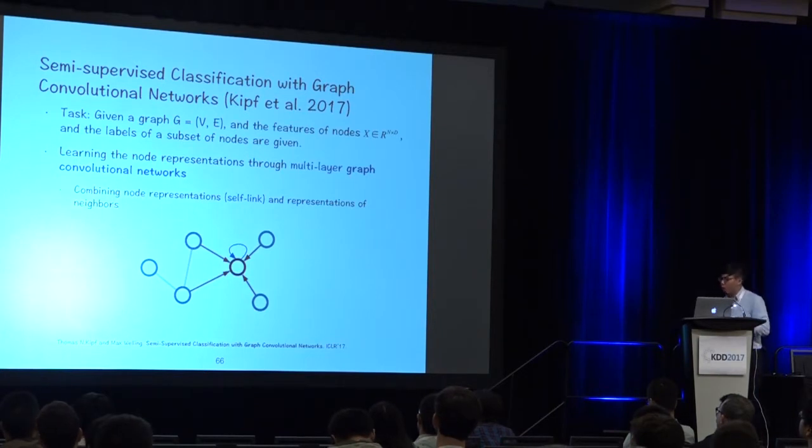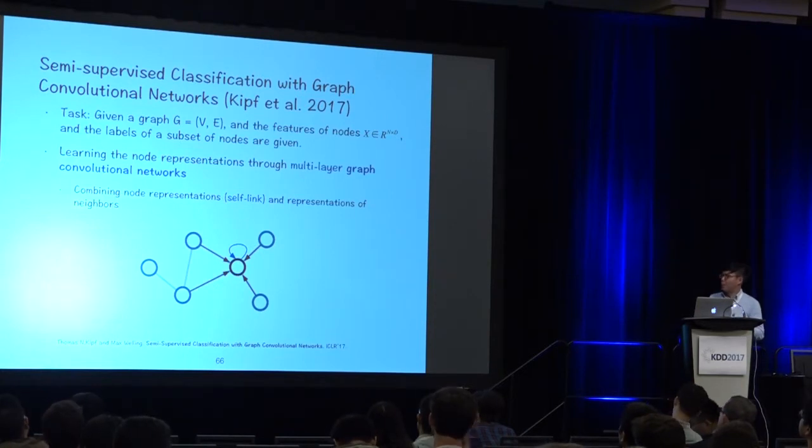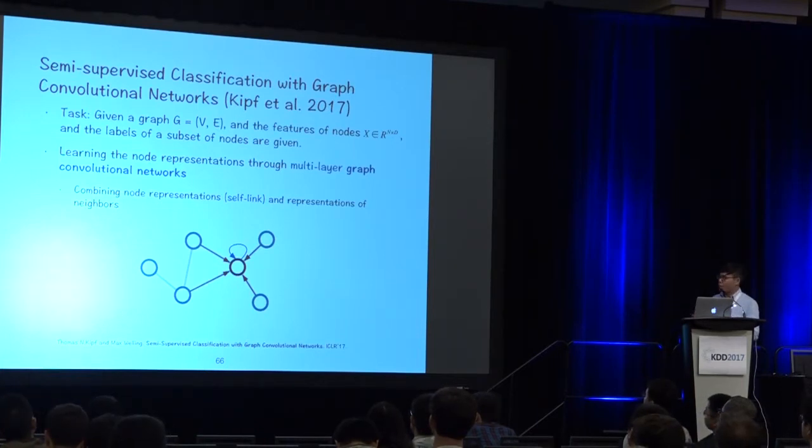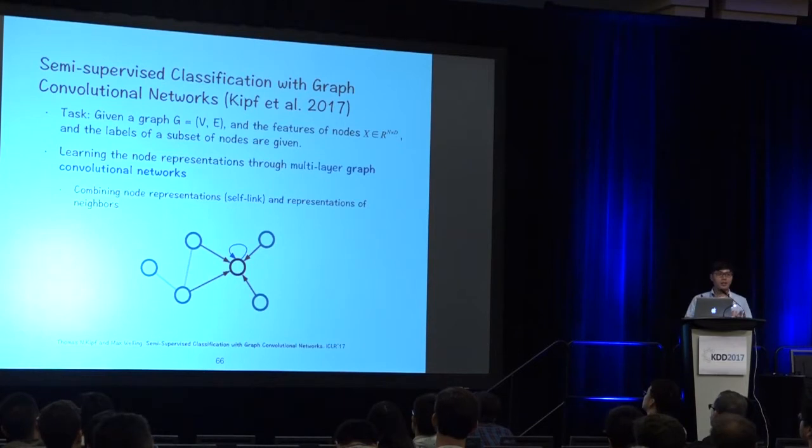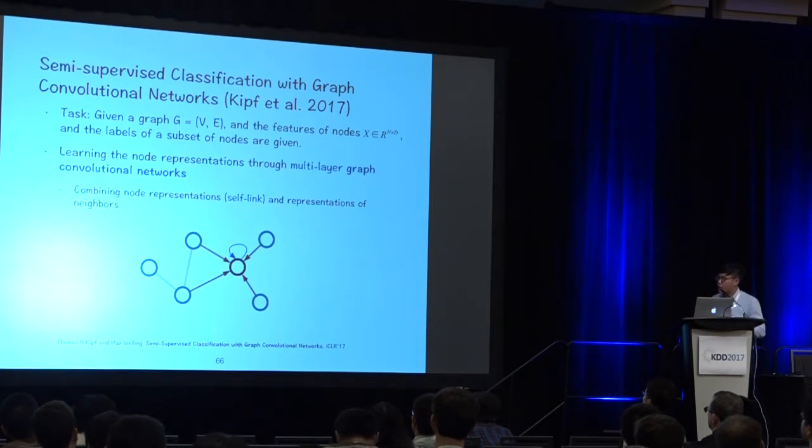So another example of task-specific node embedding is semi-supervised node classification with graph convolutional neural networks. So in this example, we are given a graph, and every node in the graph is associated with a node feature, which has some dimension, and for some of the nodes in the graph, we are given the labels, and our goal is to classify the rest of the nodes. So this is our task, okay?